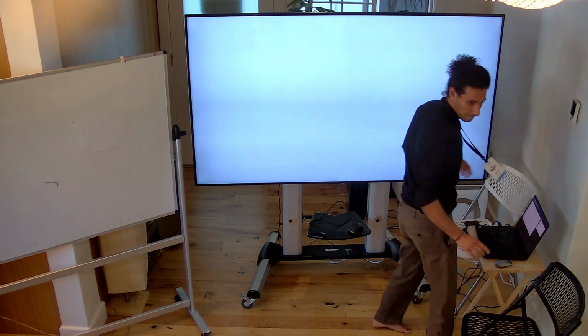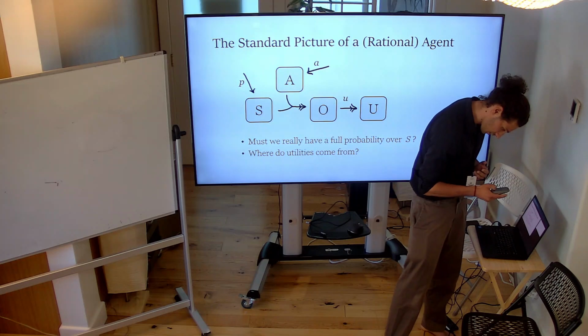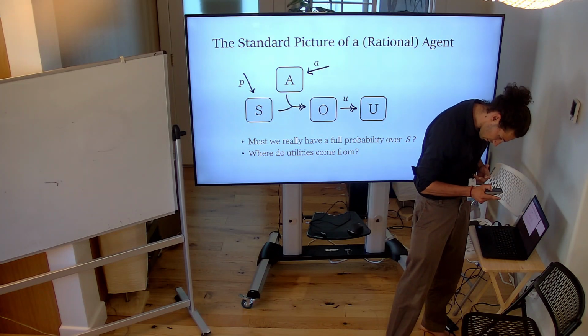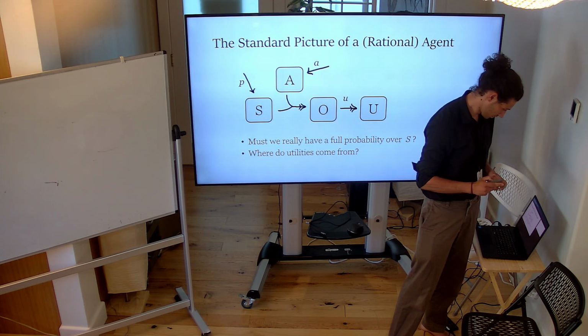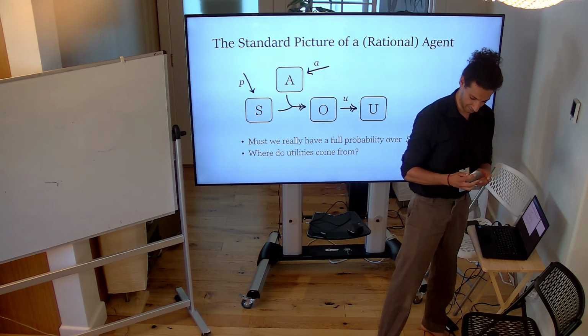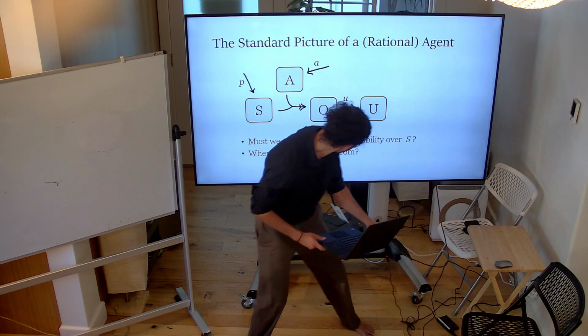Can I ask a question about that picture? Yes. Should I think of this agent as being uncertain which state it is in, and that's what we mean by the probability distribution over S? Yes. Yeah, got it.